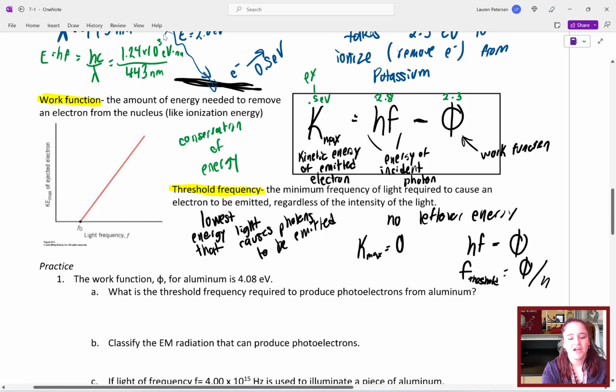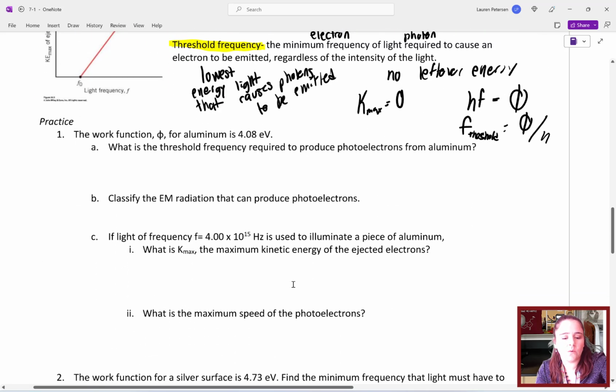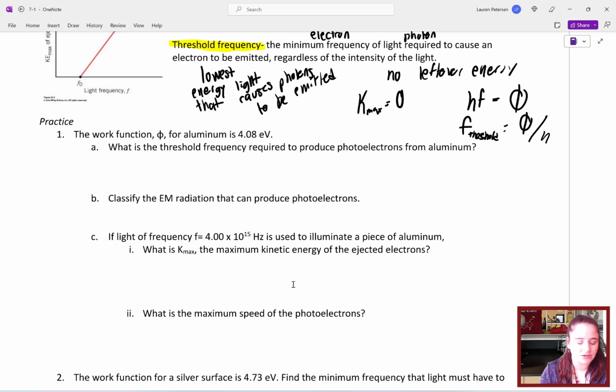Okay, cool. So let's go ahead and do an example problem here. The work function for aluminum is 4.08 electron volts. So what is the threshold frequency needed to produce photoelectrons from aluminum? Well, we need just enough energy to overcome the work function. So we say 4.08 electron volts equals the energy of that light, hf.